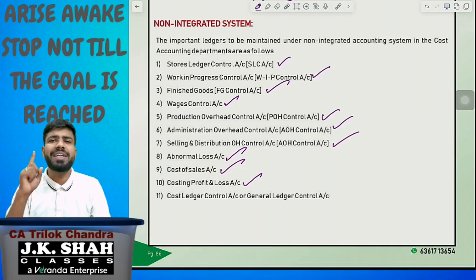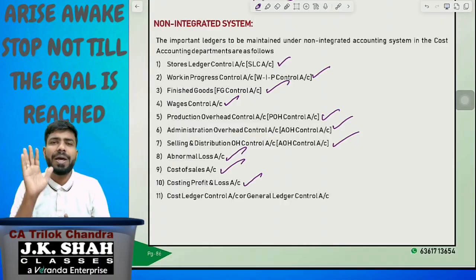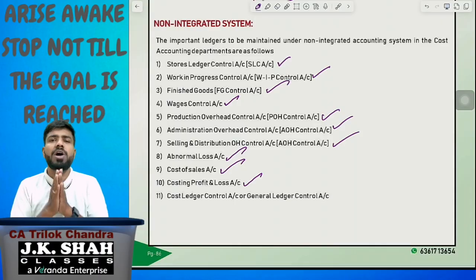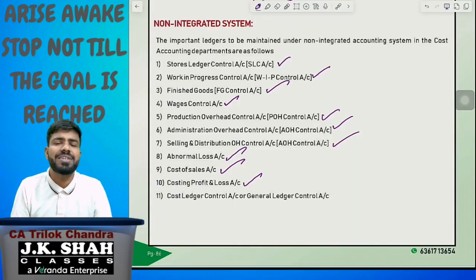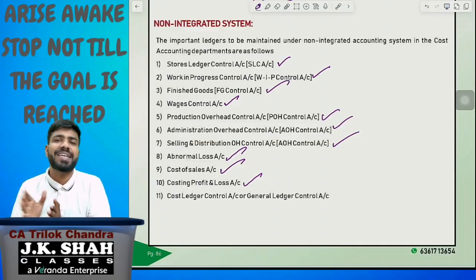Finally, we are preparing one dummy account which is called the general ledger adjustment account. It is a dummy account. Why am I using the word dummy? Please understand. In cost books, we are not going to have the investing and financing activities. We are not going to consider the balance sheet items in the cost books. When I want to pass the entry for the purchase of raw material, in financial books we write purchase account debit to cash.